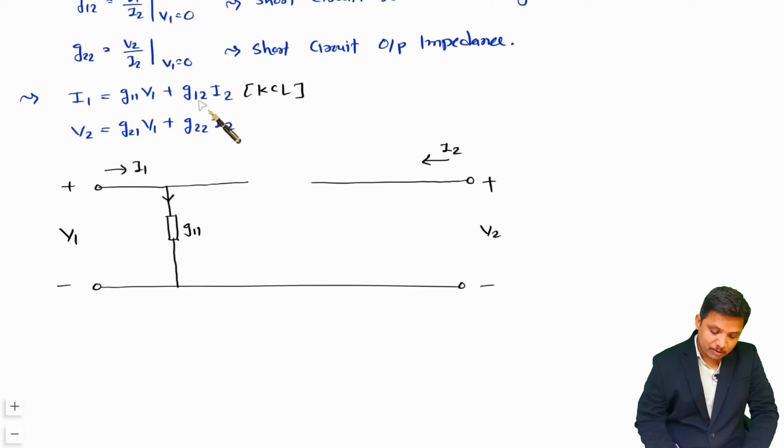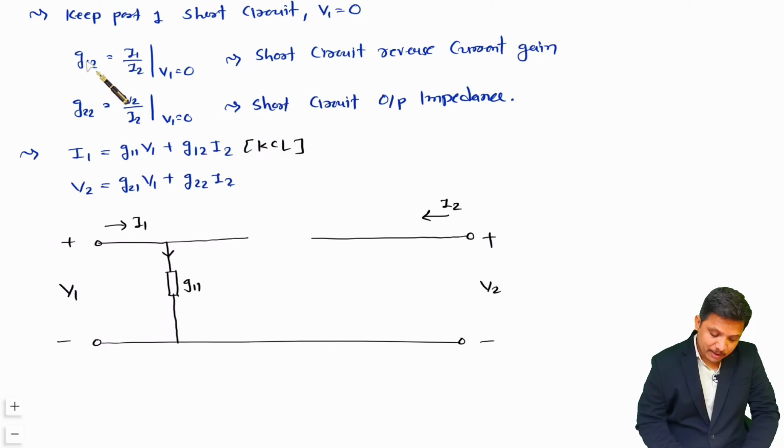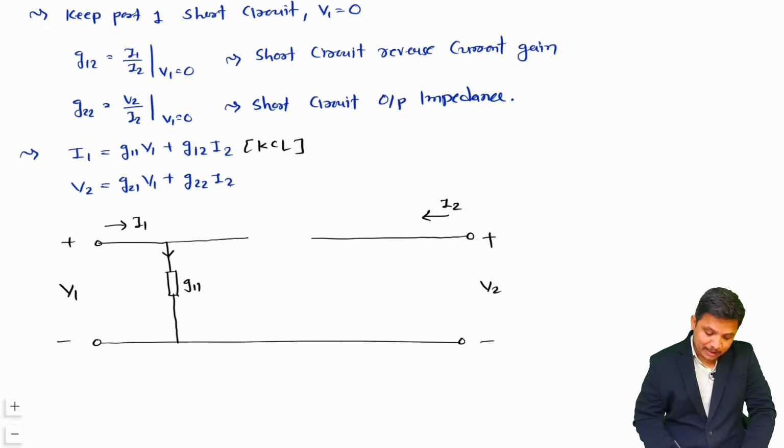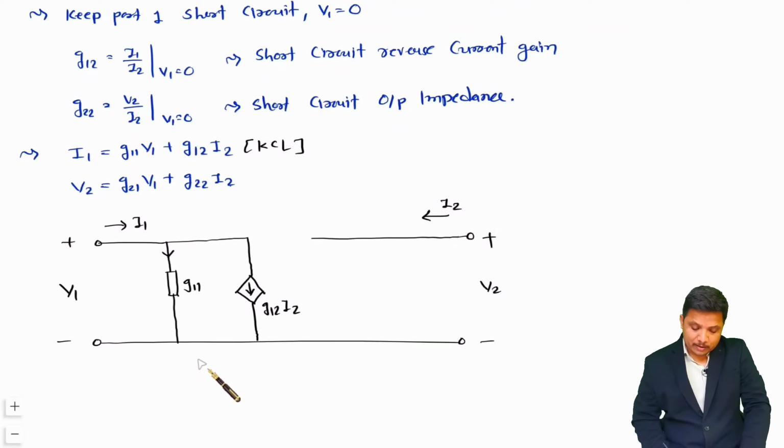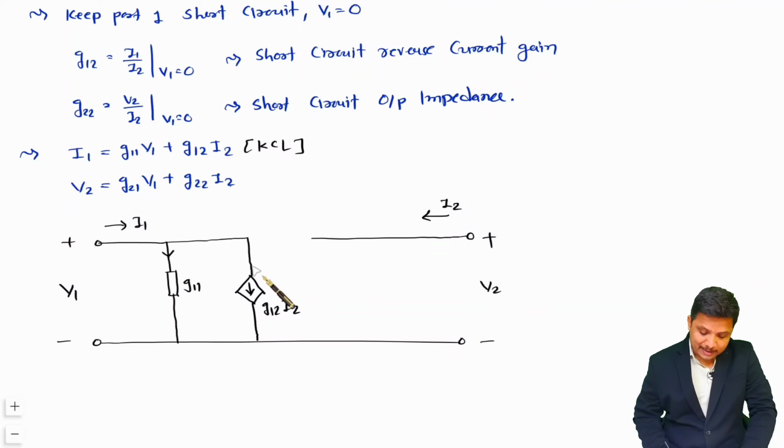Now what is G12? G12 is the short circuit reverse current gain, right? So current gain into I2 is a current. Here I should provide a current source, the direction of the current source should be downward, and the value of this current source should be G12 I2. That is how we can have the input side circuit.